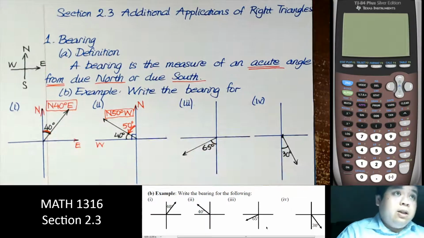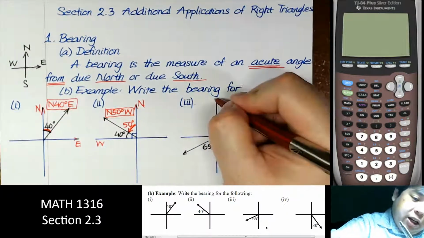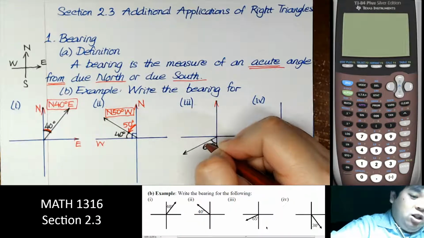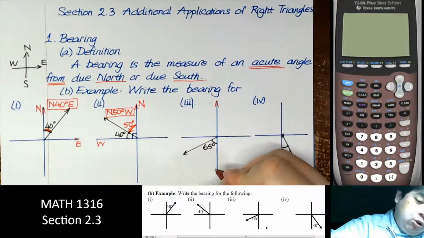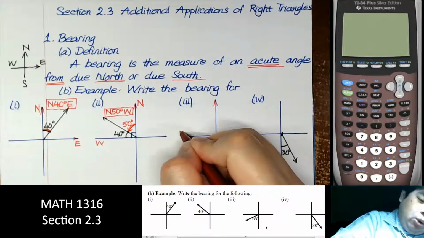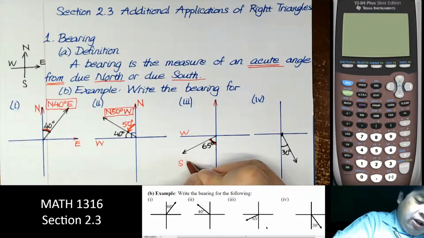Same thing here. If we start from the north, that will be more than 90 degrees, so we don't use that. We have to start from the south, and that is from the south go to the angle 65 degrees. So we say south 65 degrees on the west side.